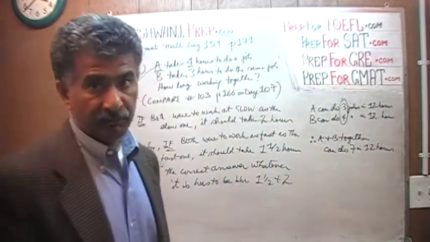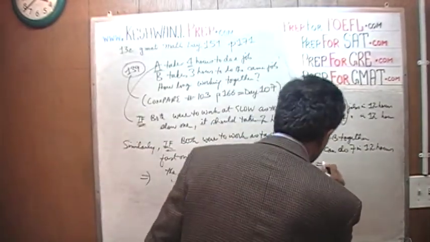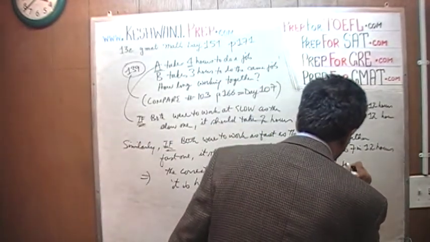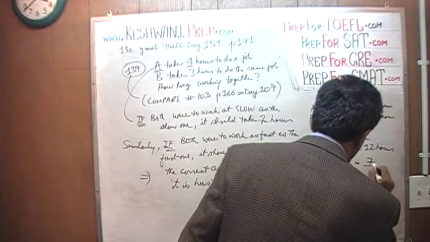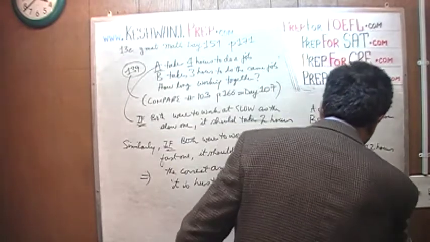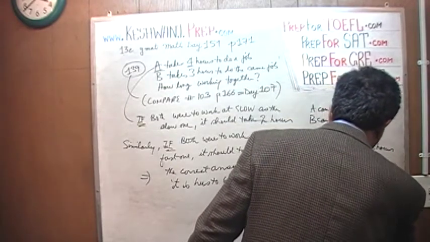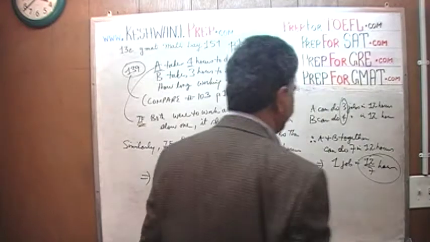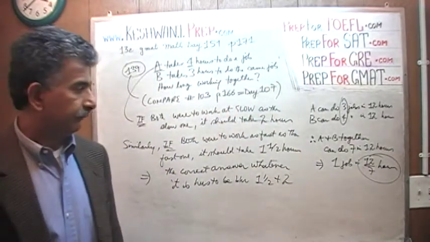If they can do 7 jobs in 12 hours, they should be able to do 1 job in 12/7 of an hour. That's it. That's all it is.